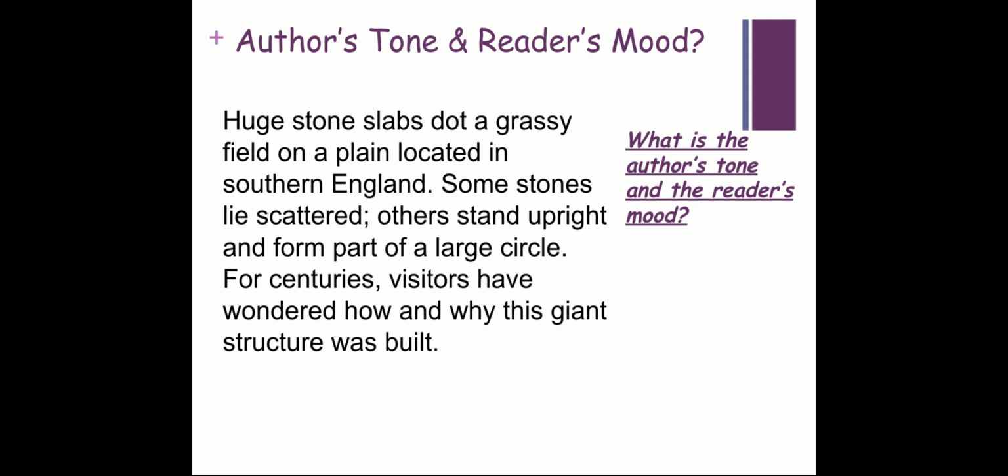Again, it's more formal, it's a little more serious. Let's look at some words that show us this. Huge stone slabs dot a grassy field on a plain located in southern England. Some stones lie scattered, others stand upright and form a large circle. They're just giving us facts. They're not really giving us a lot of words that would let us know that the author feels positive or negative. For centuries, visitors have wondered how and why this giant structure was built. I would definitely say that the author's tone is neutral, 100% neutral.